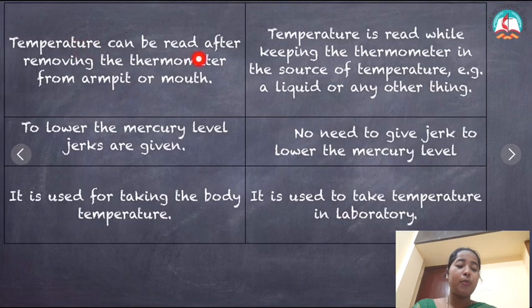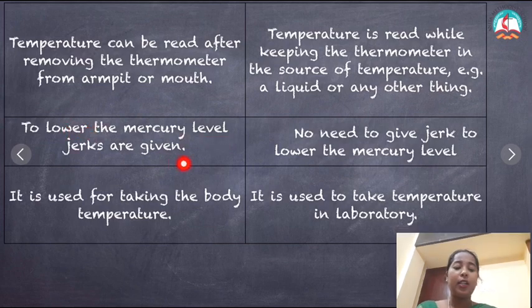In a clinical thermometer, the temperature can be read after removing the thermometer. But in a laboratory thermometer, the temperature is read while keeping the thermometer in the source of temperature, for example, a liquid or any other thing. To lower the mercury level in a clinical thermometer, jerks are given. No need to give jerks to lower the mercury level in a laboratory thermometer. The clinical thermometer is used to take the body temperature. The laboratory thermometer is used to take temperature in a laboratory.